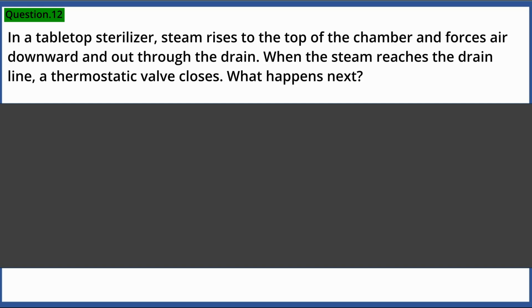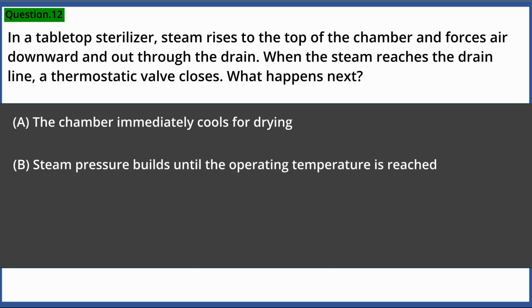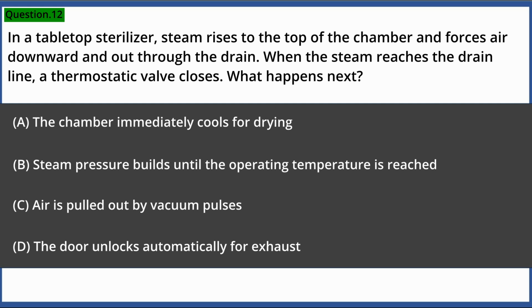In a tabletop sterilizer, steam rises to the top of the chamber and forces air downward and out through the drain. When the steam reaches the drain line, a thermostatic valve closes. What happens next? A. The chamber immediately cools for drying. B. Steam pressure builds until the operating temperature is reached. C. Air is pulled out by vacuum pulses. D. The door unlocks automatically for exhaust. Answer: B. Steam pressure builds until the operating temperature is reached.